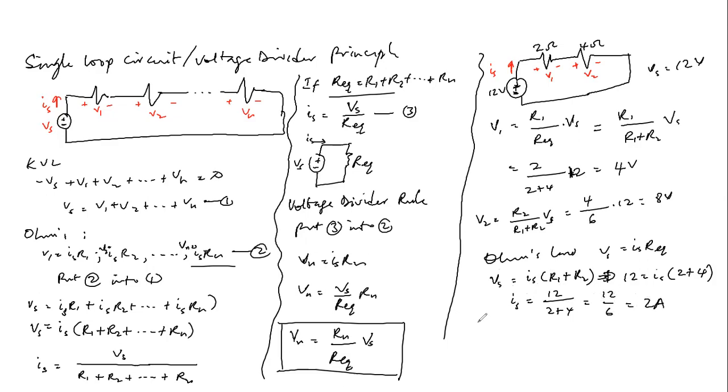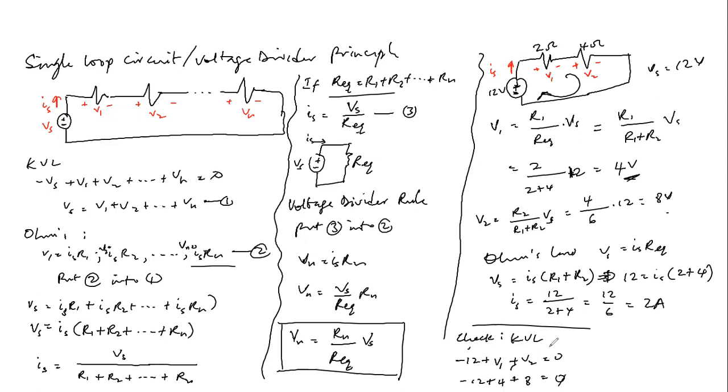which gives us 2 amperes. Now, let's check if what we just did is correct using KVL around this loop, because we understand now the arrow comes into the negative, so that's negative 12 plus V1 plus V2 should be 0. So we have negative 12 plus V1, which is 4 volts, plus V2, which is 8 volts, is equal to 0. So that's what it is.